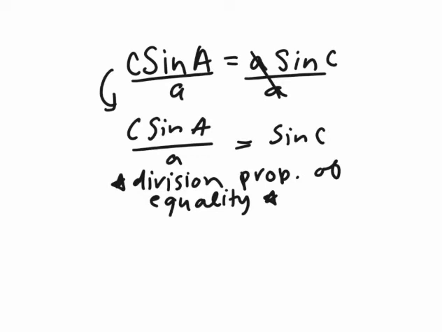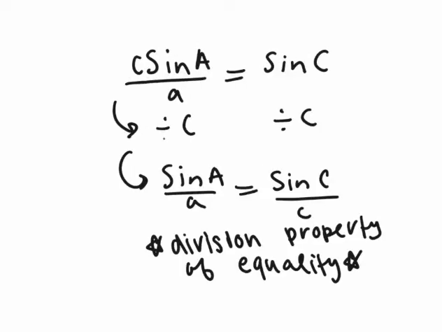say C sine A over A is equal to sine of C. And then we're going to do that again with the other side and make it sine of A over A is equal to sine of C over C. Again, using the division property of equality. And pretty much that's the first thing we wanted to do anyway, so we're in a great place.